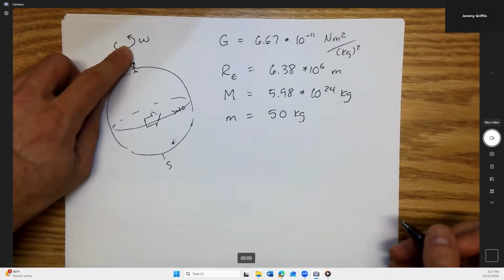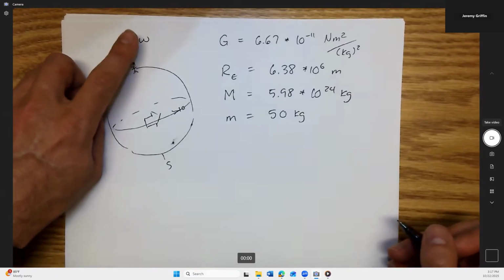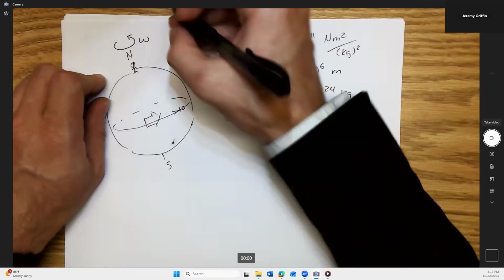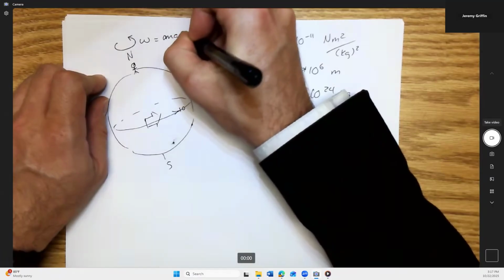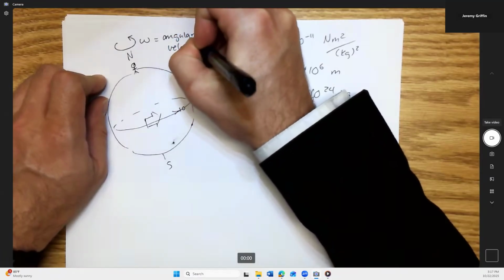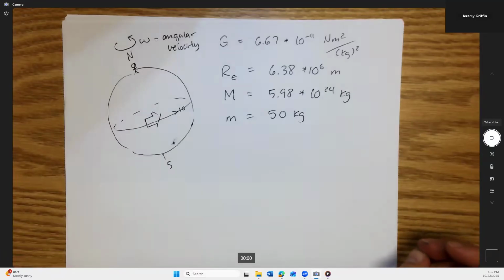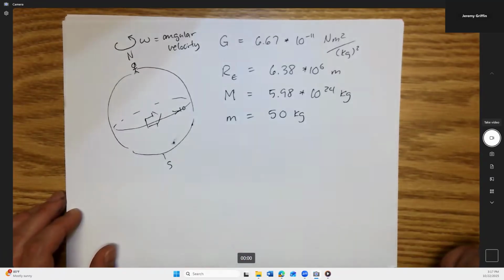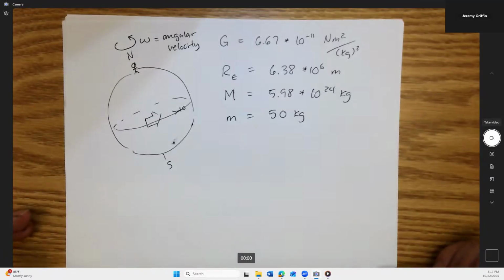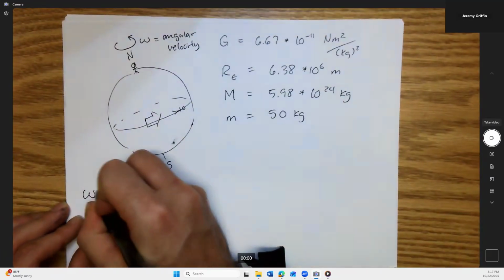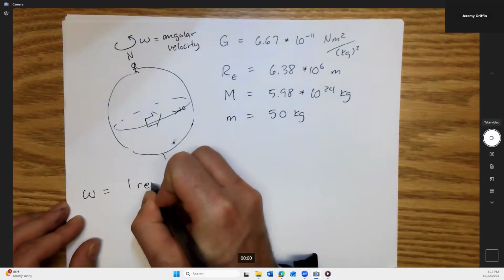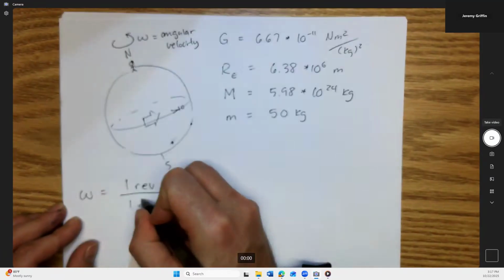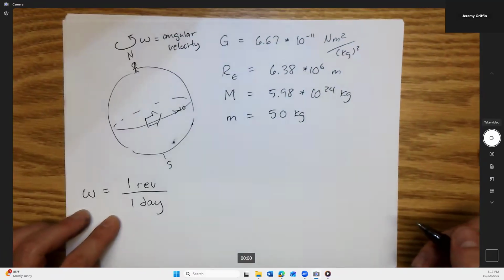How about this omega here? I think we do have to have a numerical value for this angular velocity. Isn't that what omega is? Angular velocity, that's to say, how fast is the Earth rotating? You can tell me at least one way to quantify how fast the Earth is spinning on its own axis. One what per what? One revolution every day. So I can say omega is one rev, for revolution, every one day. That would be true, wouldn't it?